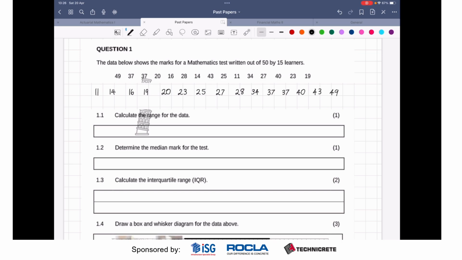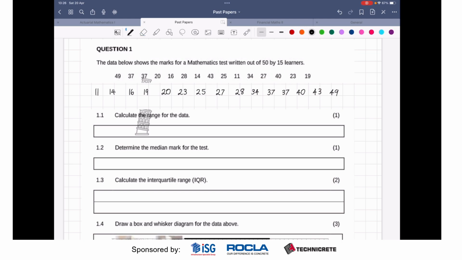Then I want to make sure I've written every number, so I have 11, 14, 16, 19, 20, 23, 25, 27, 28, 34, 37, 37, 40, 43, and 49. Okay, so now we can get into the questions.